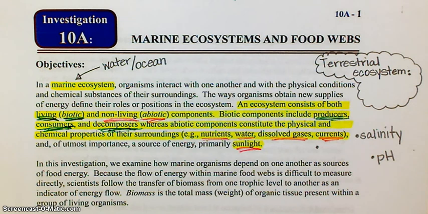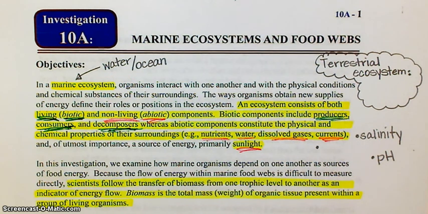All right, in this investigation, we examine how marine organisms depend on one another as sources of food energy. Because the flow of energy within marine food webs is difficult to measure directly, scientists follow the transfer of biomass from one trophic level to another as an indicator of energy flow. Biomass is the total mass or weight of organic tissue present within living organisms.